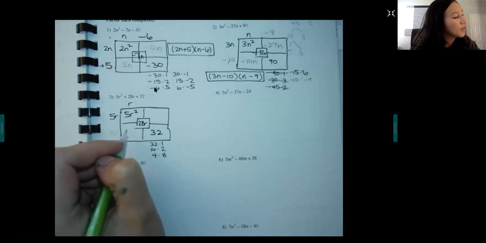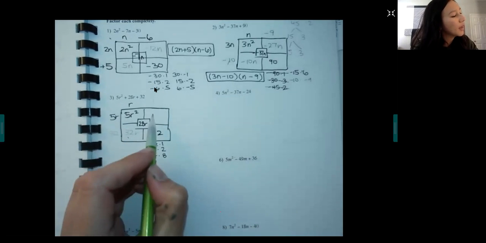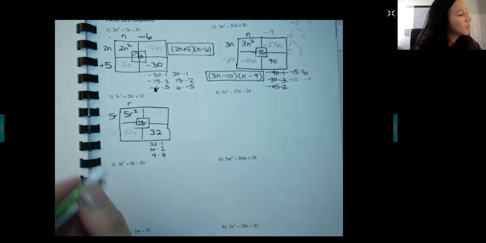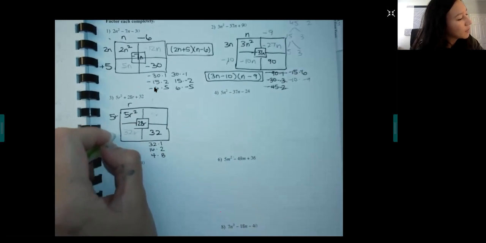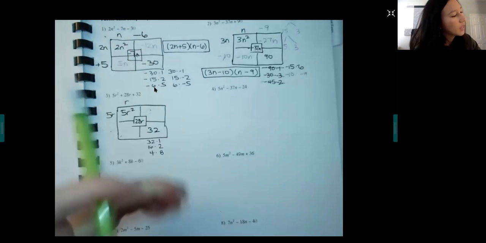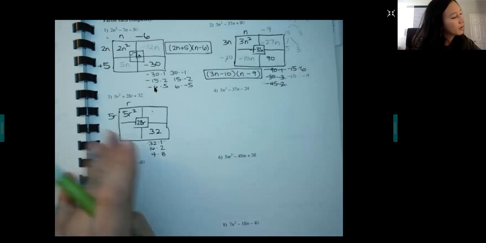Okay, so 32 times r, we get 32r. And then if we put the 1 here, though, we're going to get 5r. So those don't work. If we switched it, it still wouldn't work. Because 32 times 5 is going to give us a huge number, which isn't anywhere close to the 28r we're trying to get. So we can cross that one off.